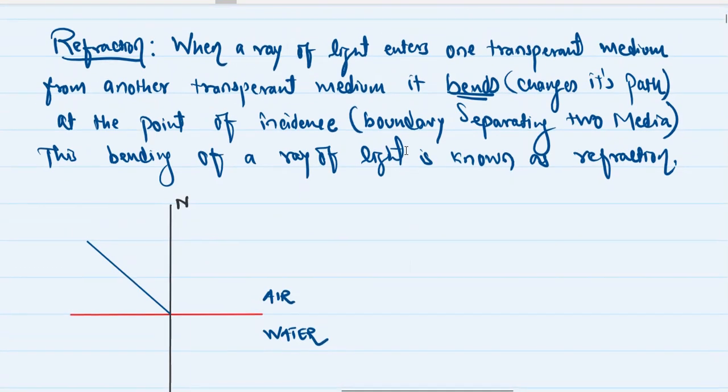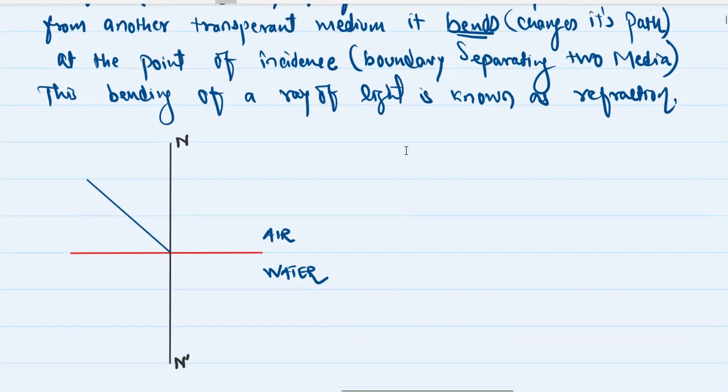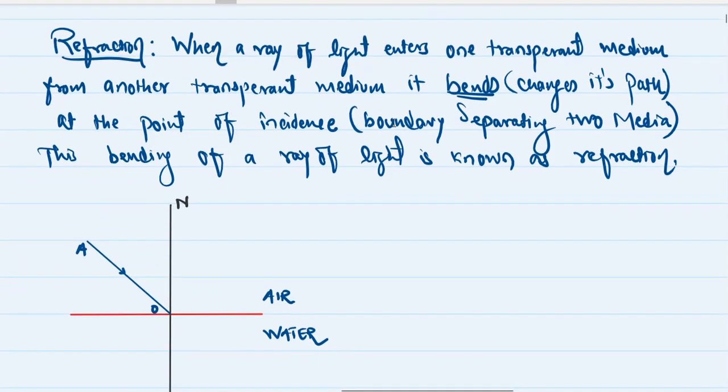Okay, there is one important word which I missed in the definition, which I just came to know. I'll tell you what that is. So this is the incident ray, AO. AO is the incident ray, which is striking the boundary separating two media.